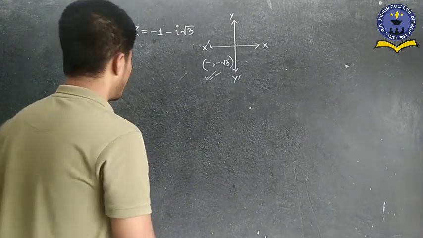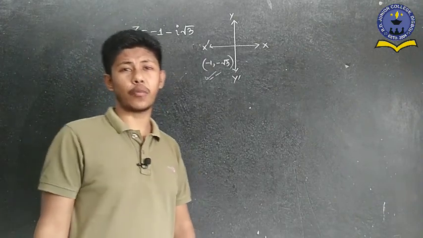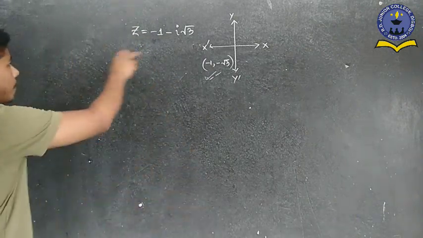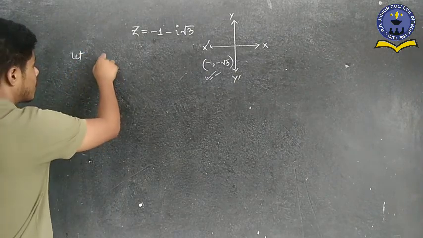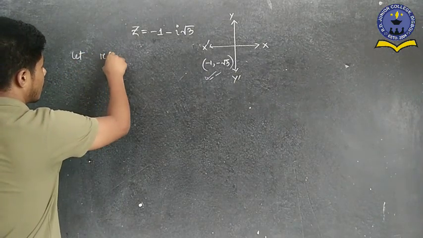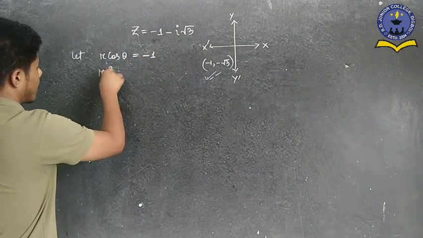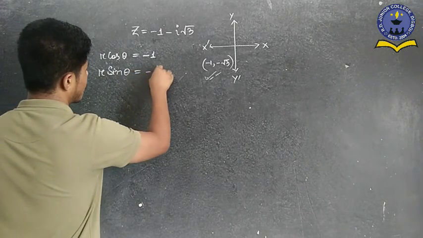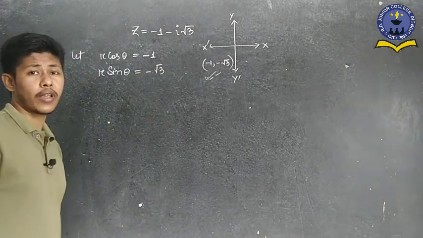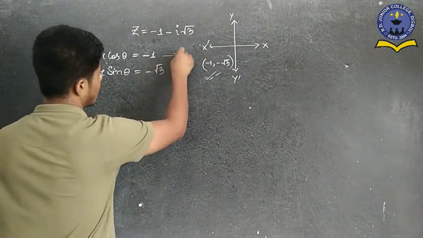Now first of all, to find the modulus of Z, modulus means we have to find r. For that, at the start, let r cos theta equal minus 1, and r sin theta equal minus root 3. So we consider minus 1 and minus root 3 at the start.